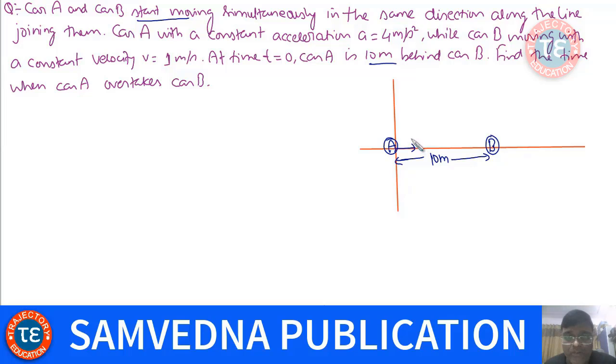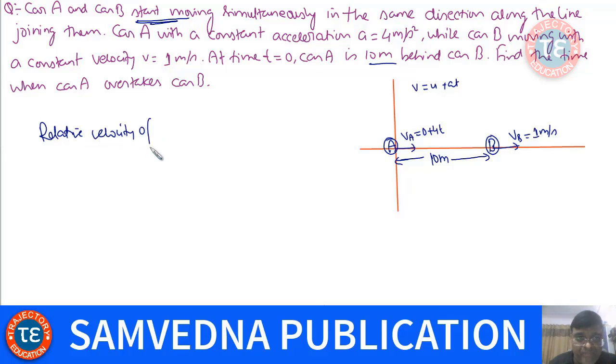So car A is moving with acceleration 4 meter per second square, and the initial velocity I'll assume to be 0 since it starts moving. So what is the velocity of A? Both are moving in the x direction, so the velocity of A is v equals u plus at, and the velocity of B is 1 meter per second.